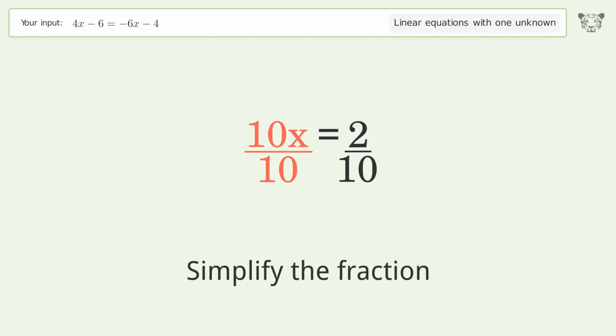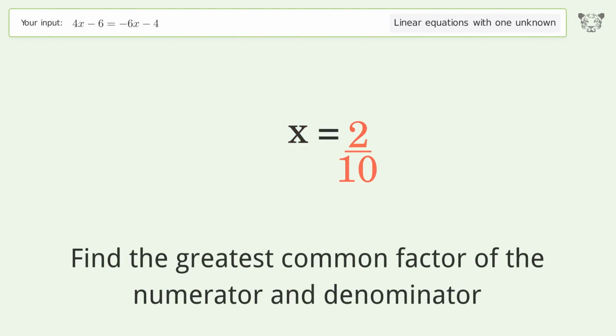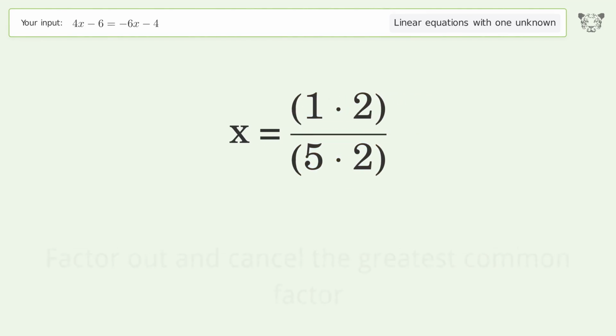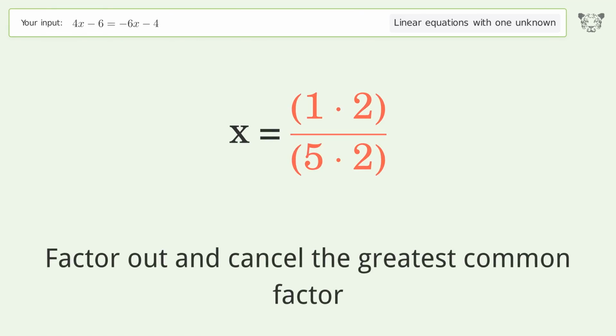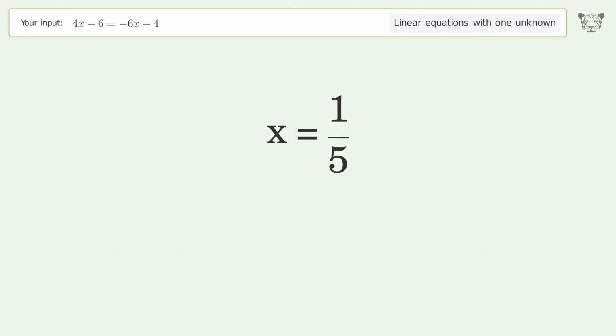Simplify the fraction. Find the greatest common factor of the numerator and denominator. Factor out and cancel the greatest common factor. And so the final result is x equals 1 over 5.